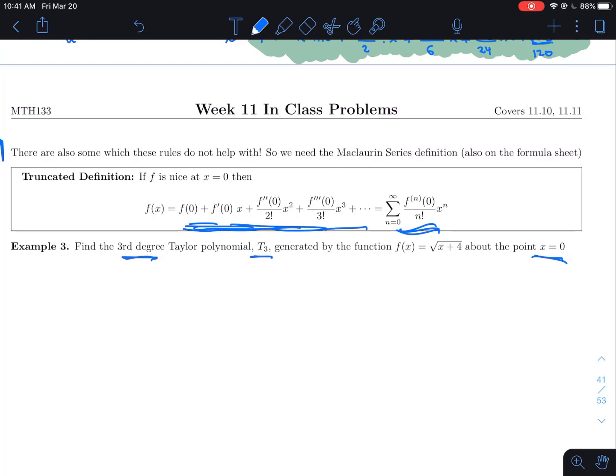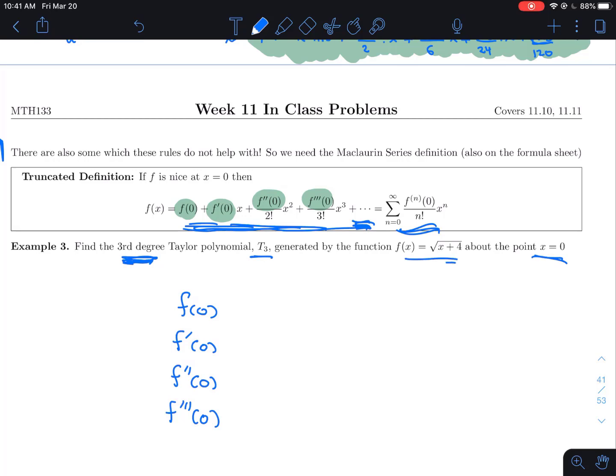And notice that we need lots of derivatives, right? We need the function's value at 0, its derivative at 0, its second derivative at 0, and its third derivative at 0. And then again, it would go on forever, being an infinite polynomial, but we only want the third degree. So we're going to stop after that. So let's go ahead and take a little bit of time. I want to calculate out f of 0, f prime of 0, the second derivative at 0, and the third derivative at 0. So that's going to be the first order of business.